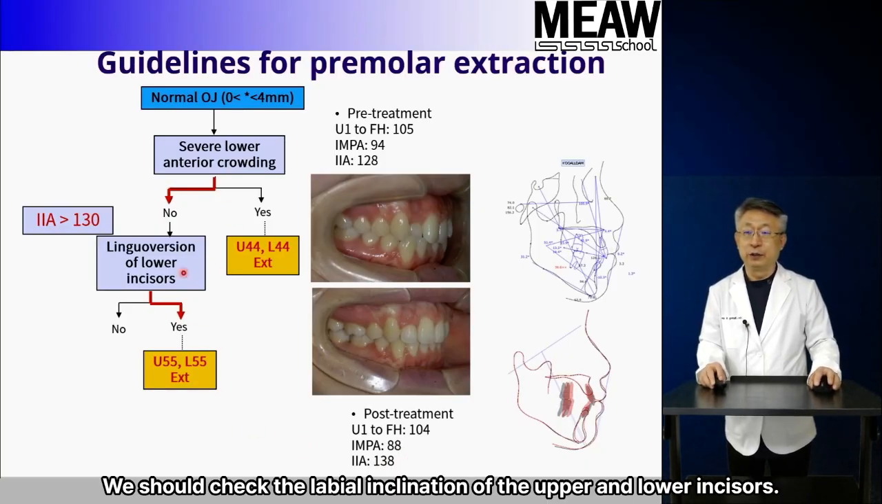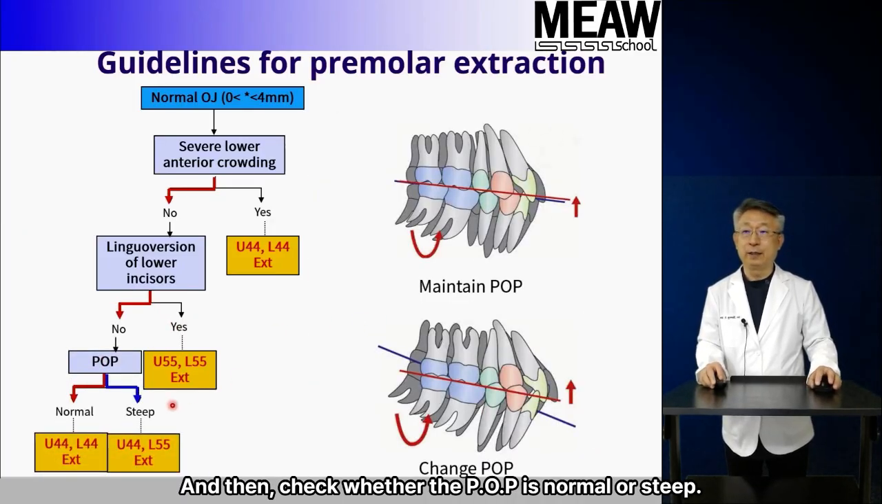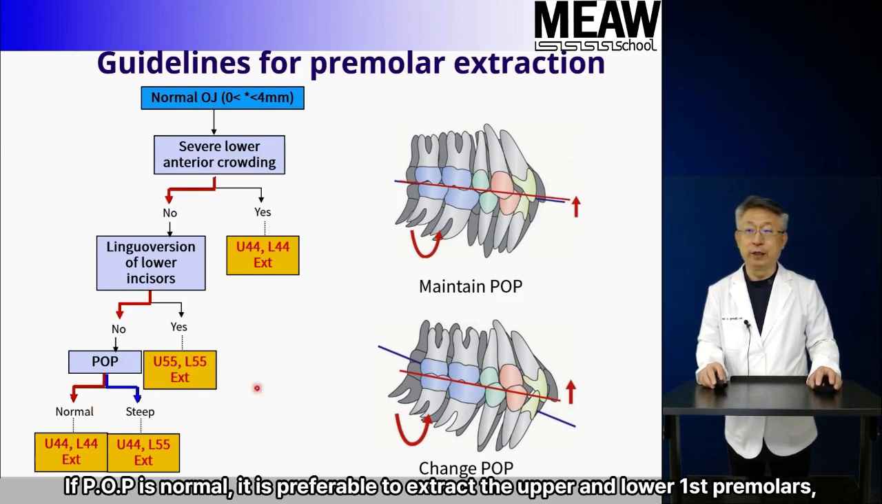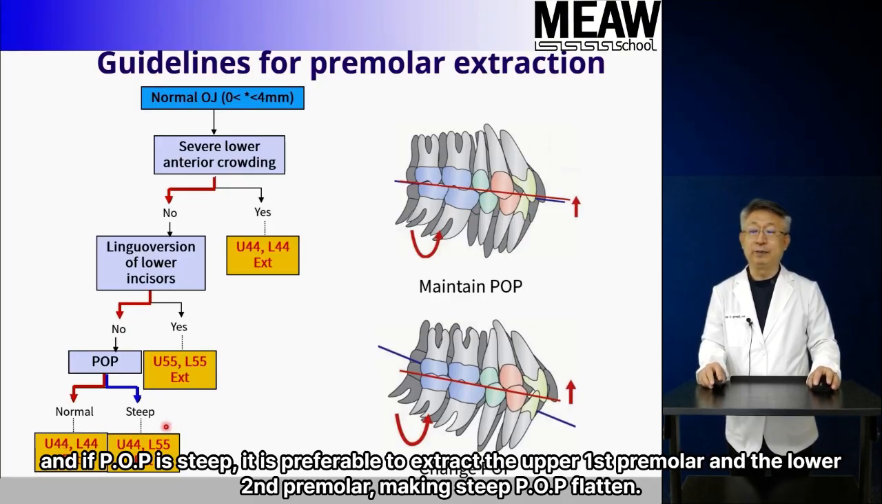We should check the labial inclination of the upper and lower incisors. And then check whether the POP is normal or steep. If POP is normal, it is preferable to extract the upper and lower first premolars, and if POP is steep, it is preferable to extract the upper first premolar and the lower second premolar, making the steep POP flatten.